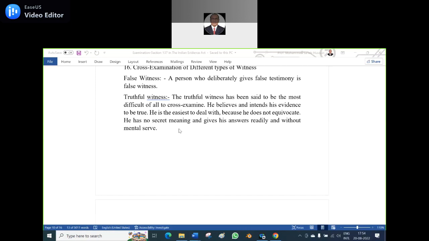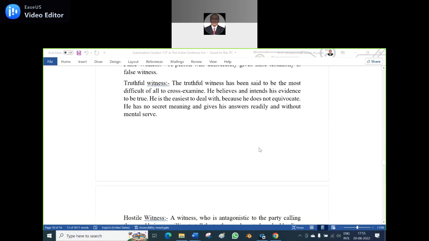But a falsehood needs some dress. That's why we sometimes also say it is a naked truth. So he is the easiest to deal with because he does not equivocate, meaning he will not give any ambiguous wordings to hide the false. So he has no secret meaning and gives his answer readily and without mental reservation. So that was the truthful witness.